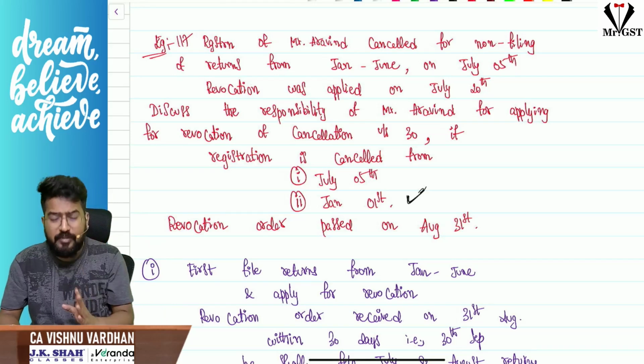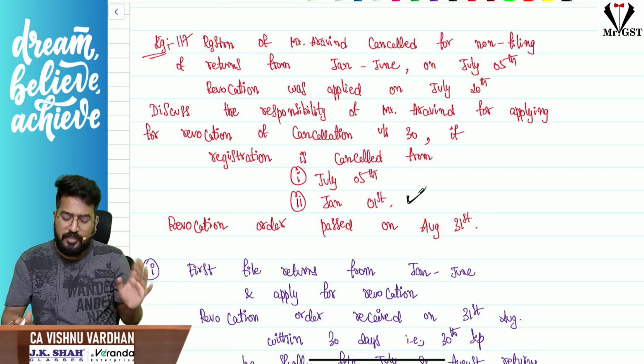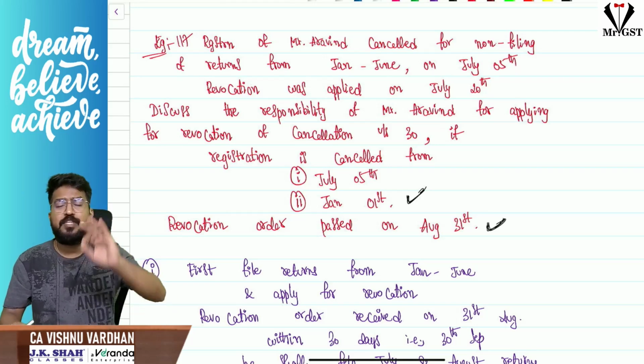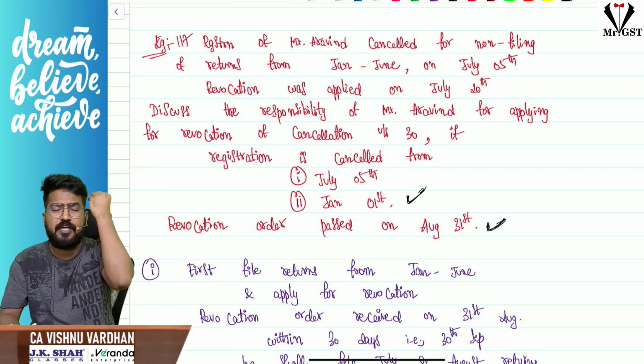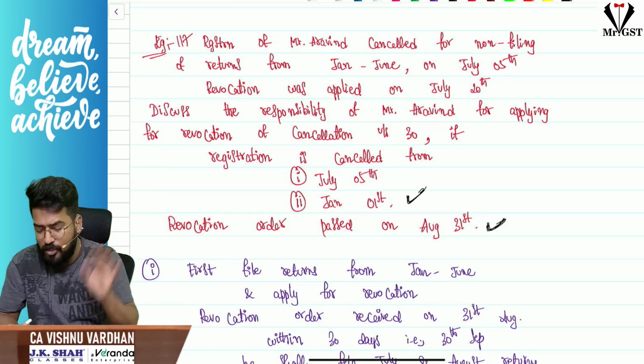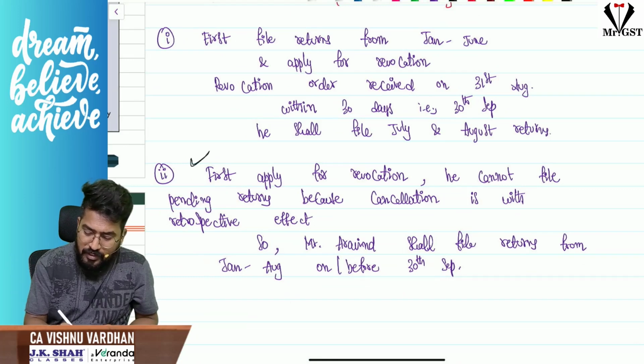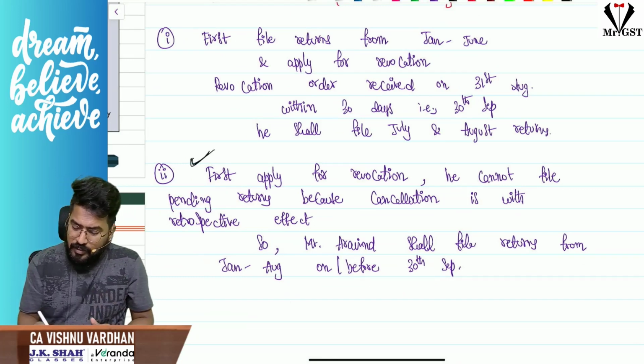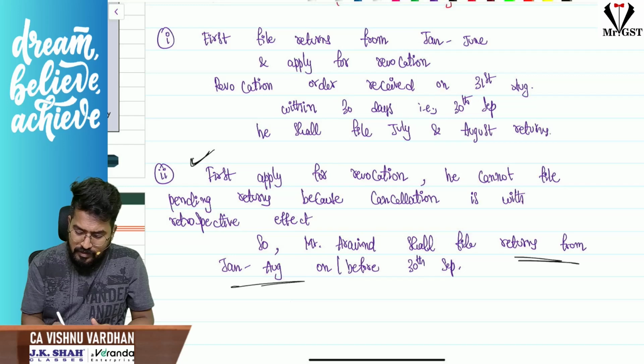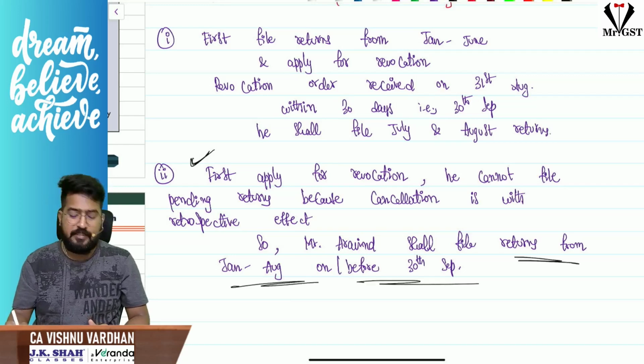Sir, once they give the revocation, they have given revocation on August 31st. So within 30 days, now you file all the returns from January to August, whatever the pending returns are there, all those returns you have to file. Okay. So first apply for revocation and then within 30 days file all the pending returns. That is the concept.